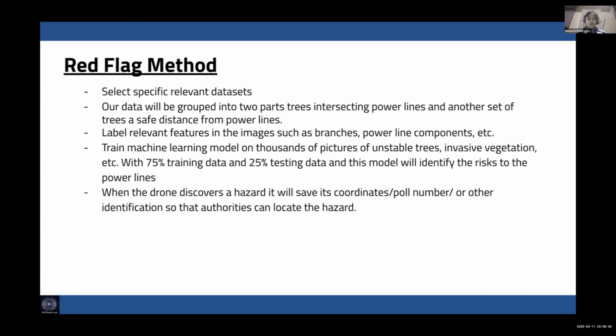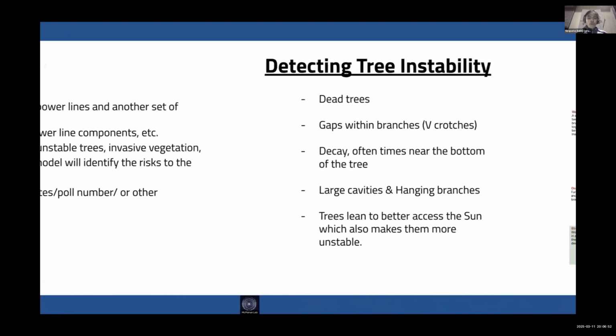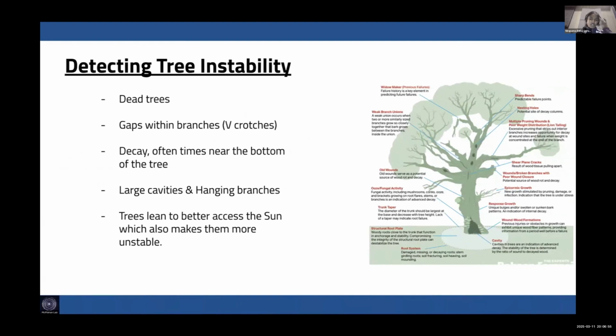We want to model our website software basically on that. So specific things we're going to be looking for are dead trees, which often decay at the bottom of the tree, and gaps within the branches or crotches, because those usually end up growing around the power line, creating a very high danger. Trees that lean towards the sun also become a lot more unstable, and we are looking for those especially because they are the ones most likely to fall.